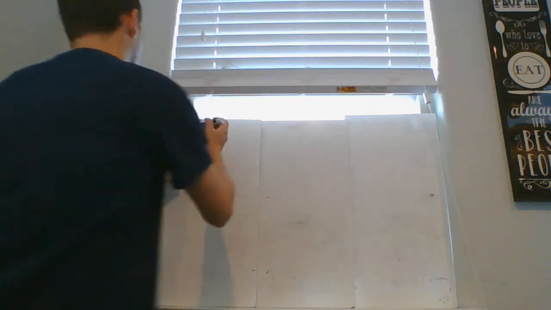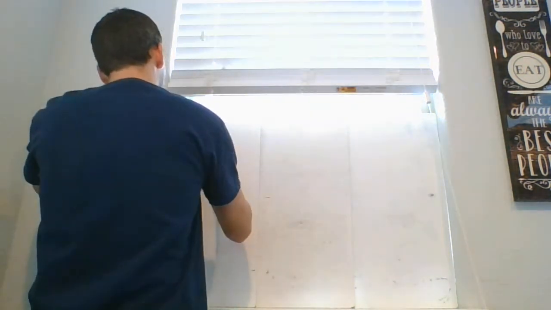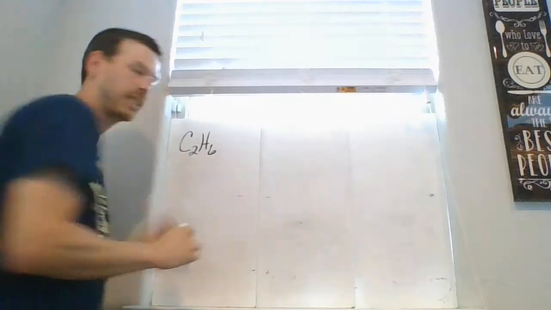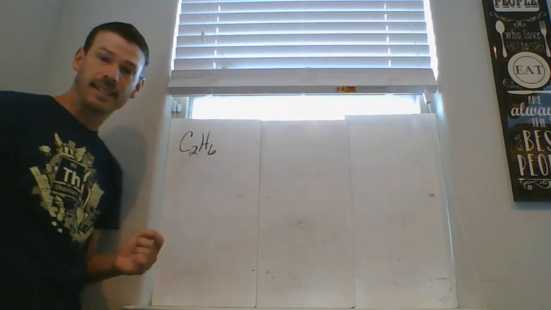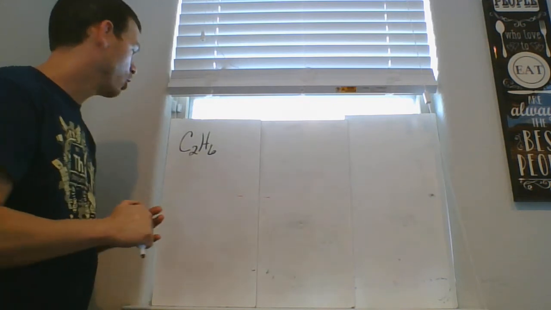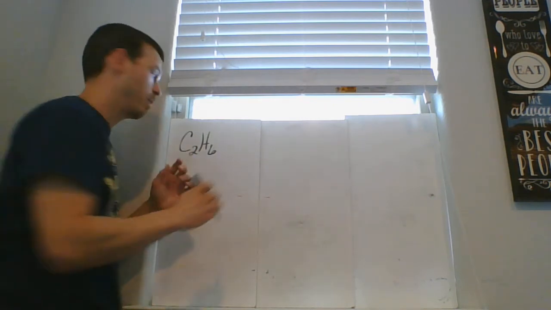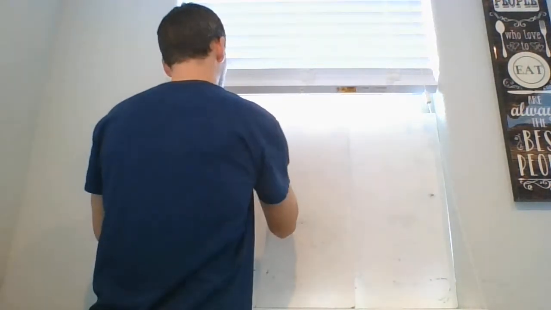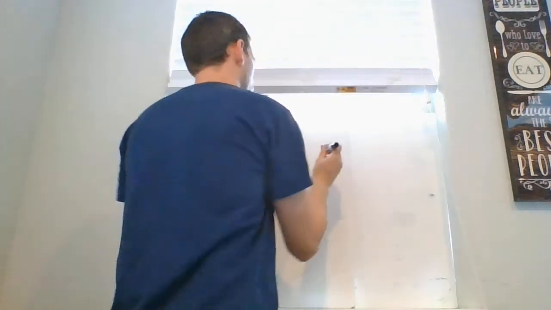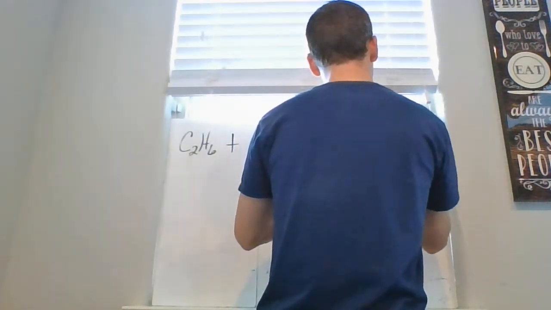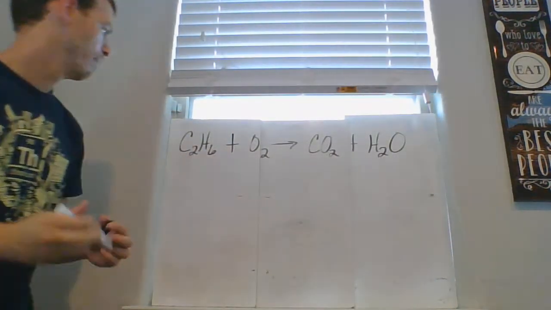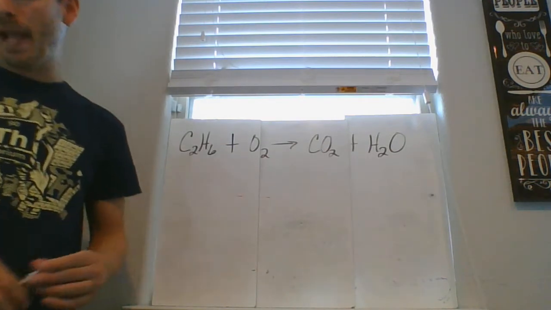In this case, we're dealing with ethane. My ethane is C2H6, and we want it to combust. The rule was that it has to stay a 1. During combustion, we know that we're going to have our hydrocarbon reacting with oxygen to produce carbon dioxide and water. And now we want to work on balancing the equation.